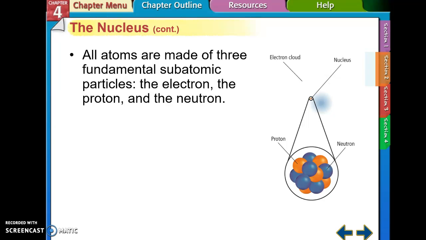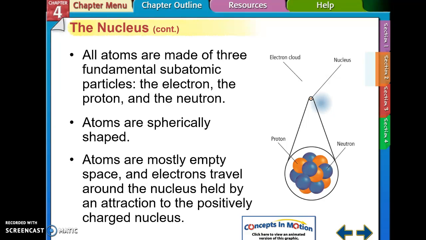That's important to remember. Atoms are basically spheres. They're very, very small. And they're mostly empty space. So the electrons that are negative are in the electron cloud, and they travel around the nucleus. Since the nucleus has the protons and neutrons, which are positive and neutral, that means the nucleus is positively charged. Because matter is neutral, that means that the protons and the electrons, their charges offset. That is important.